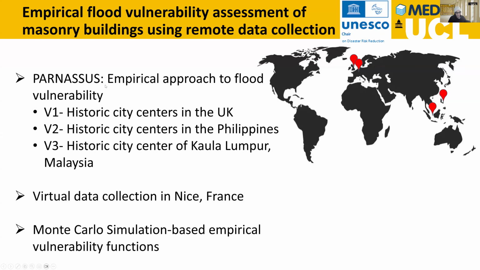So as Pierre mentioned, as part of the MEDiate project, we have analyzed a part of the Nice building stock, focusing on masonry buildings, using the Parnassus approach for empirical flood vulnerability. This approach was originally developed in 2010 onwards, in versions starting from one for historic city centers in the UK exposed to flood hazards, and then was updated again for specific structures like churches and schools in the Philippines. And more recently in 2020, the work in Kuala Lumpur, again on historic city centers and schools. This latest version was then applied to Nice in France as part of the MEDiate project.